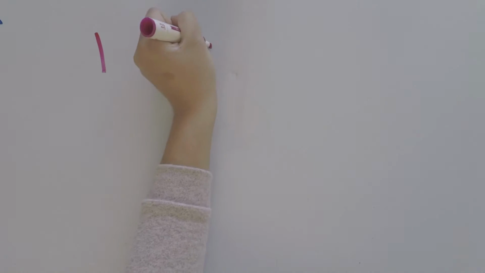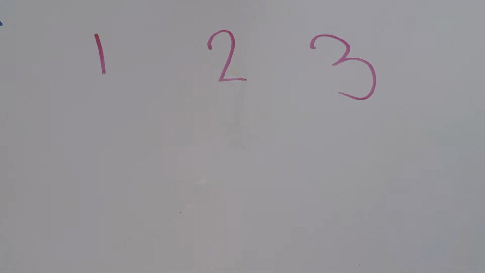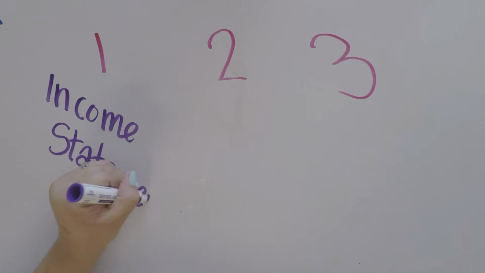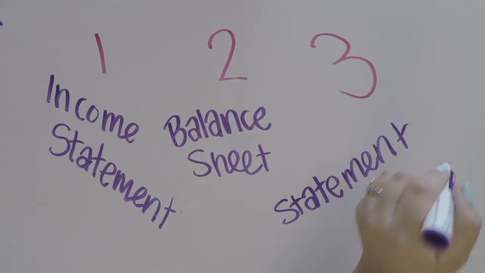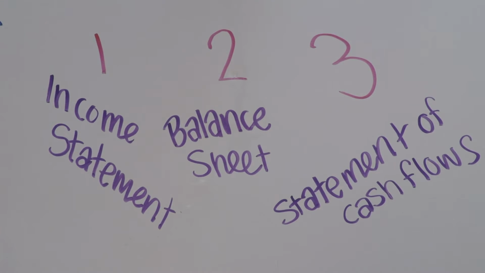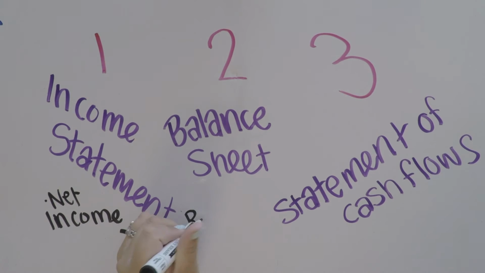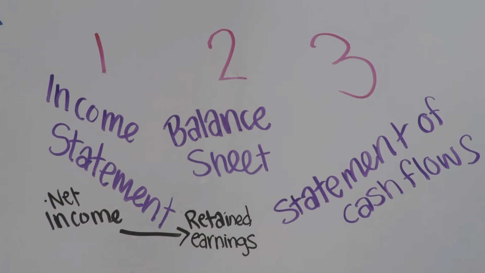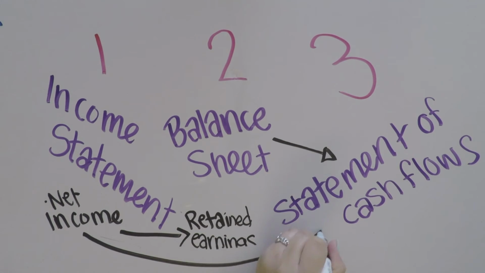The three major financial statements that are required under GAAP are the income statement, balance sheet, and a statement of cash flows. As we further discuss these financial statements, some things to keep in mind. These statements rely on each other to be created. For example, the net income, derived from the income statement, is used to calculate retained earnings, which is reported on the balance sheet. The balance sheet and net income are then used in completing the statement of cash flows.